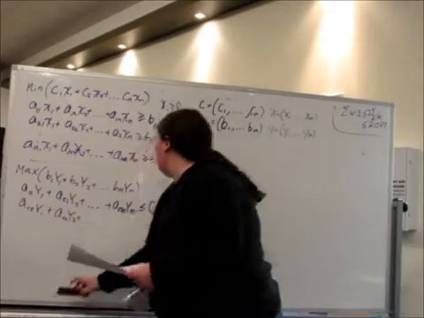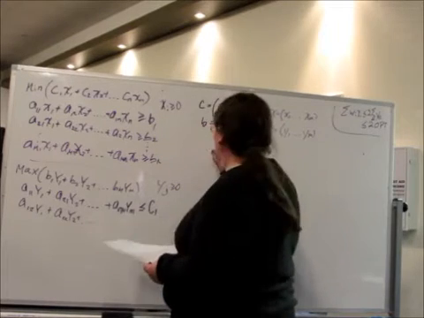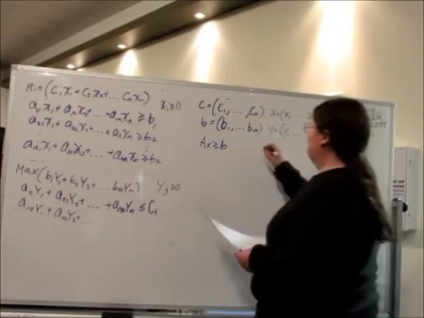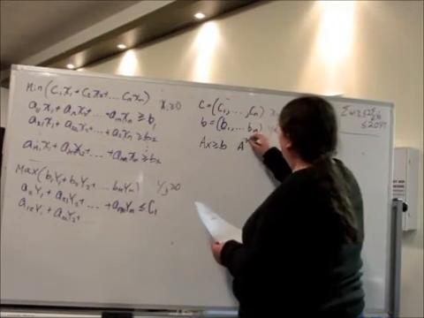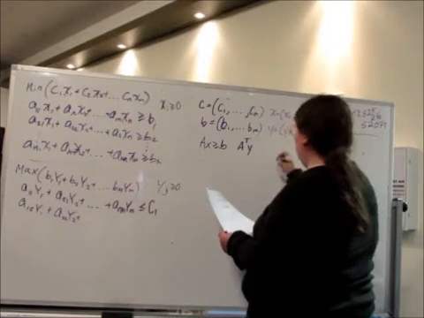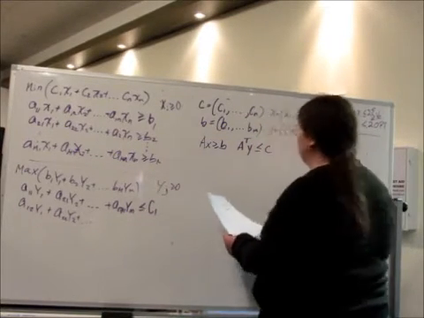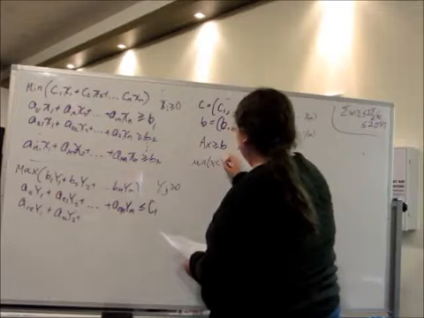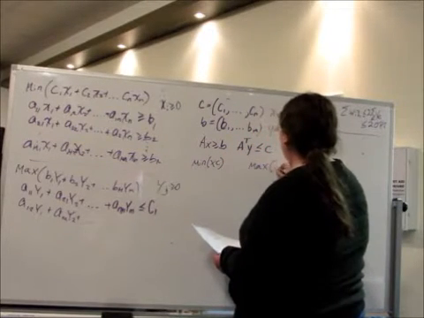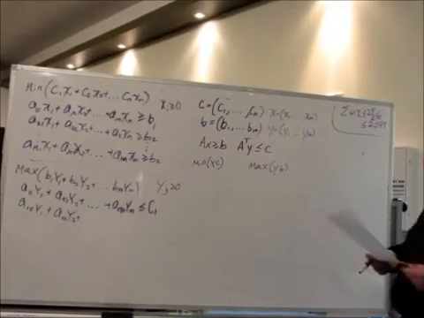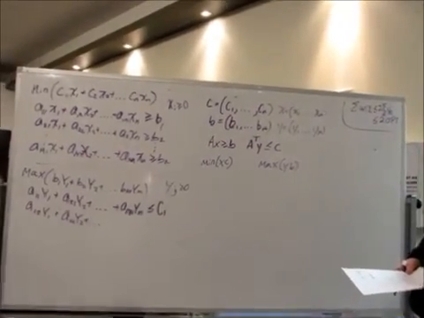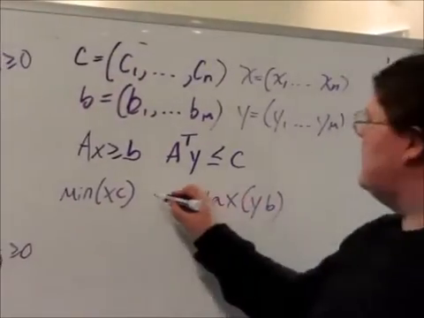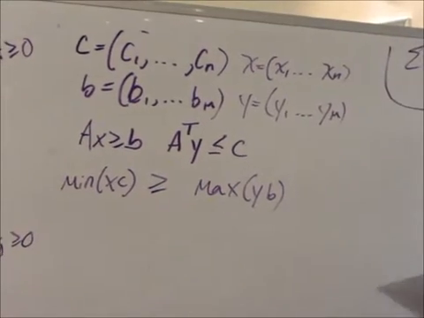We're saying that we have A of X is greater than or equal to B, and A transpose of Y is less than or equal to C, and we're trying to minimize X times C, and we're trying to maximize Y times B. And we have this cool thing called the weak primal dual property that lets us say that this is greater than or equal to that.